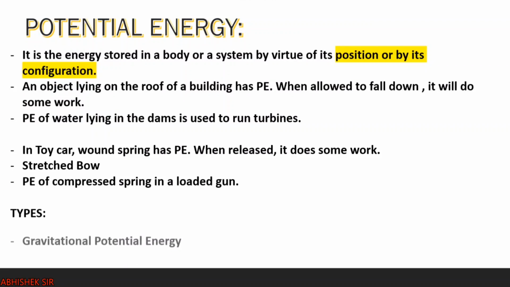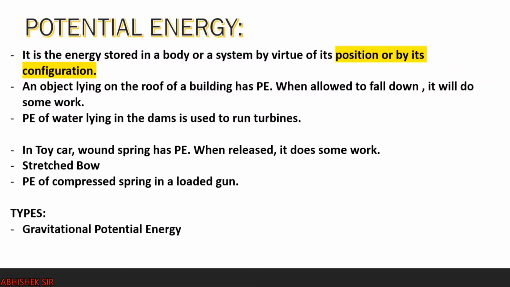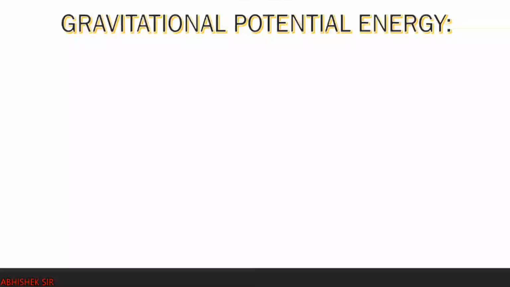There are a few types of potential energy that we see in our practical or daily life: gravitational potential energy, elastic potential energy and electrostatic potential energy. In this chapter we will be dealing with the first two, gravitational and elastic. Electrostatic is related to electricity, and that will be taken in the next standard. So let us move forward with the first type of potential energy, which is gravitational potential energy.